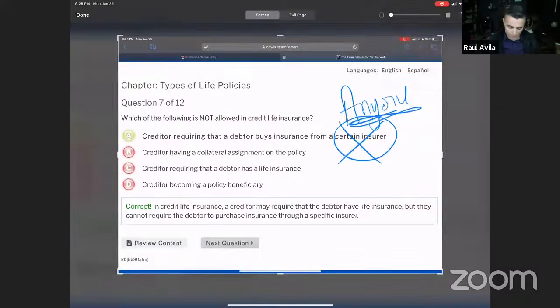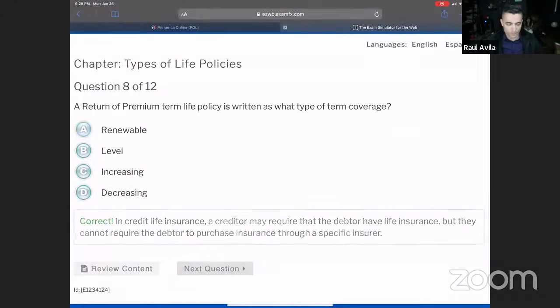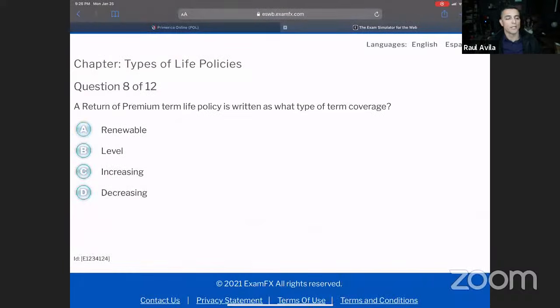All right, let's go to the next one. We're good to go. We're on a roll. Number 8, a return of premium term life policy is written as what type of term coverage? A, renewal. B, renewable. B, level. C, increasing. D, decreasing.